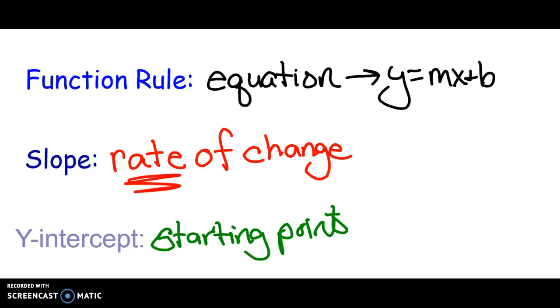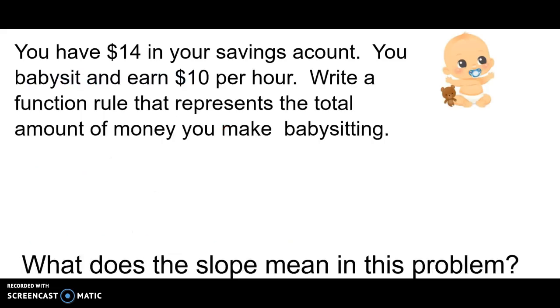So let's go ahead and get started with an example. The first example that we have here is about babysitting. So you have $14 in your savings account. You babysit and earn $10 per hour. Write a function rule that represents the total amount of money you make babysitting.